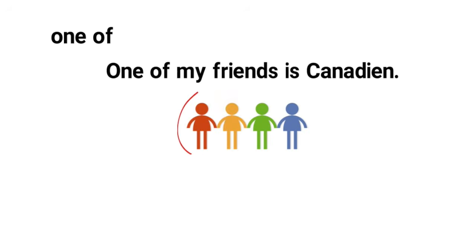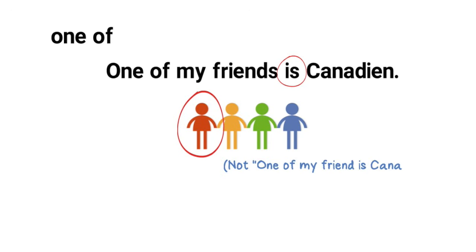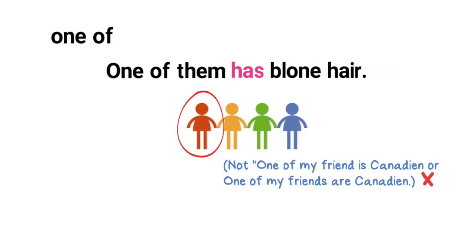So let's start with one of. One of my friends is Canadian. So here, even though we have a plural noun, friends, we use the singular verb is. This is because we're talking about only one friend within a group of friends. The common error is to see either one of my friend is or one of my friends are. So even though the noun is plural, we are referring to one of them, and so the verb is in the singular. We can replace the noun with a pronoun and say, one of them has blonde hair.